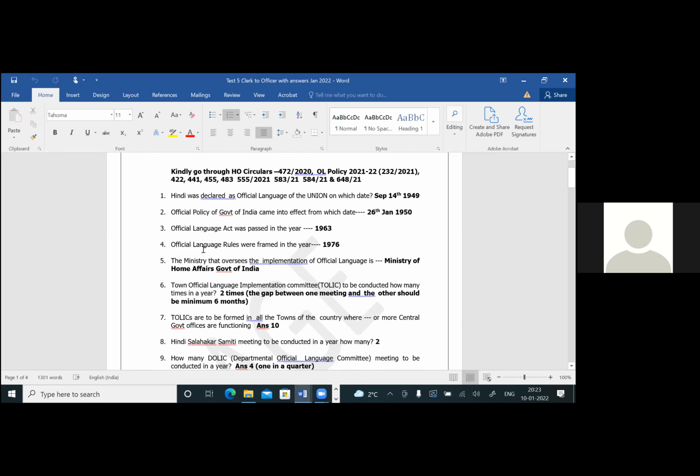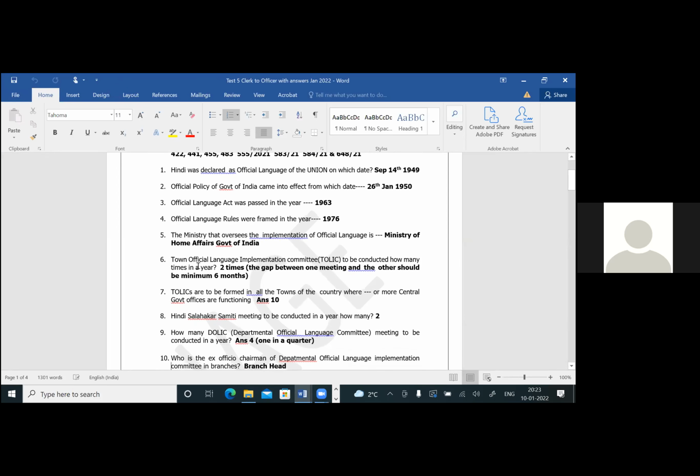Then another important question, the ministry that oversees the implementation of the official language. So most of us may be thinking it is the finance ministry. No, the ministry that oversees the implementation of the official language is Ministry of Home Affairs, Government of India. Okay, this is very important.